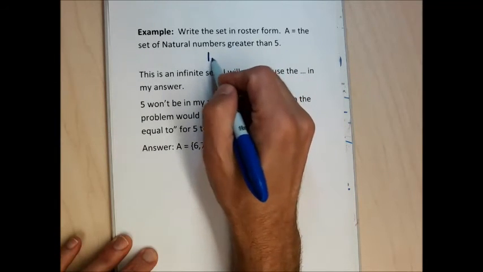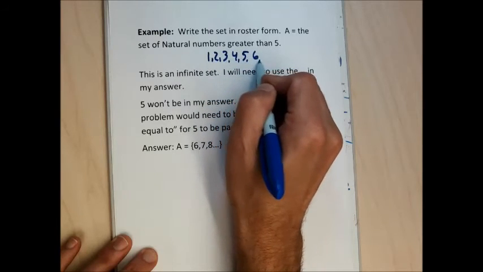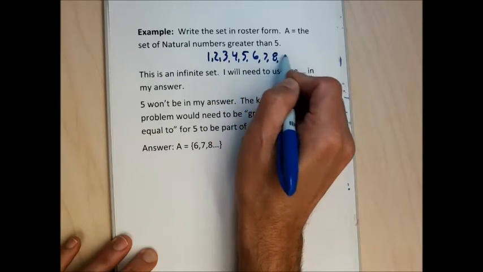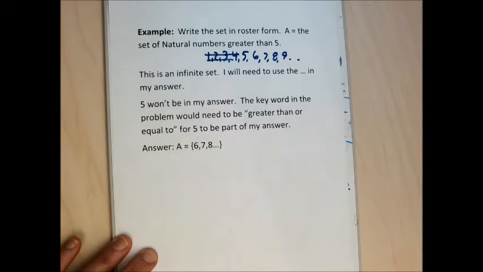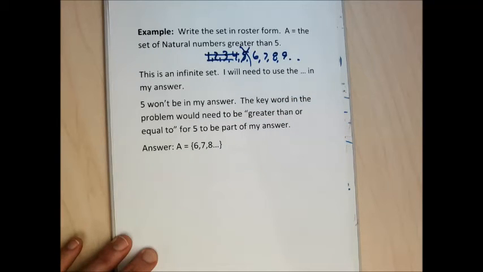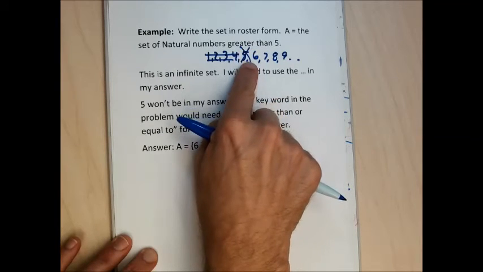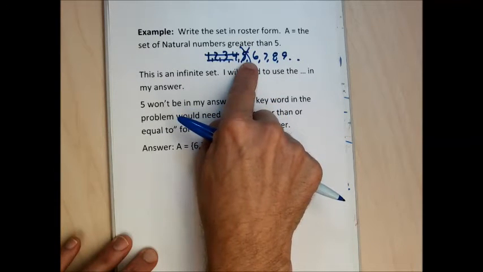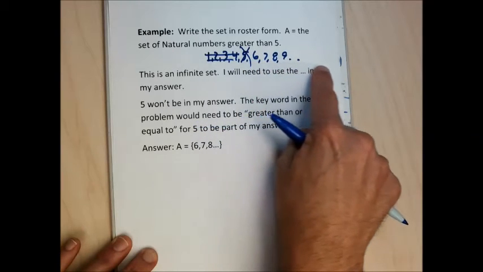So for natural numbers, natural numbers start at 1, they go on forever. And in this set, I'm not counting the 1, 2, 3, and 4 because they're not greater than 5. I'm also not counting the 5 because it's not greater than 5, it's equal to 5. If this said greater than or equal to 5, I'd include the 5, but it doesn't. I'm only including the natural numbers greater than 5, which are 6, 7, 8, 9, 10, 11, 12, and so forth.